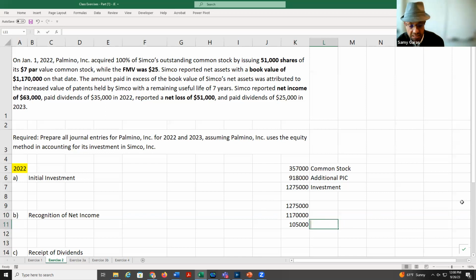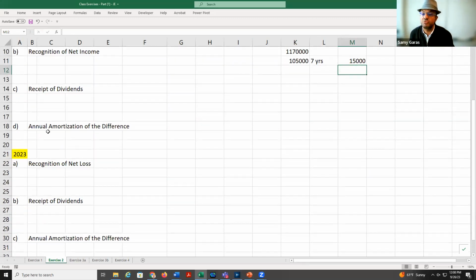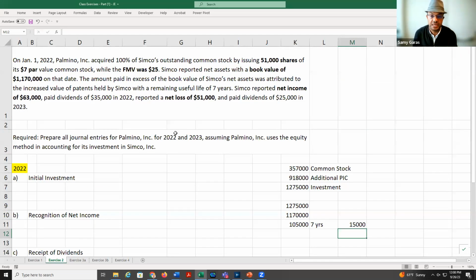We divide it among 7 years. From where do I get the 7 years? It's here, the useful life of 7 years. If we divide 105 by 7 years, we get 15,000. And this is what I'm going to do here in journal number D, where we amortize 15,000 every year. But there is another issue here.